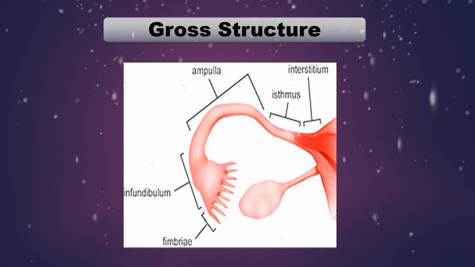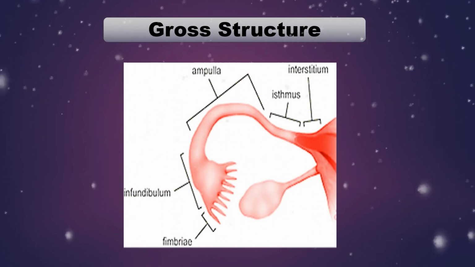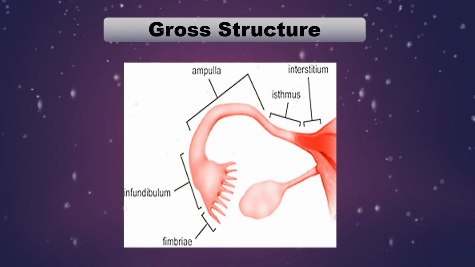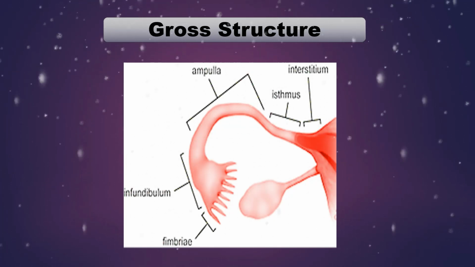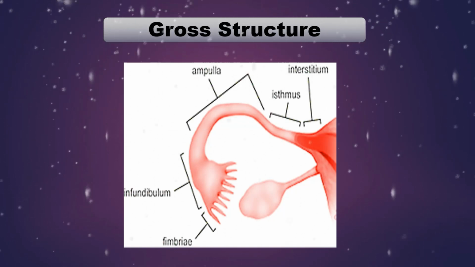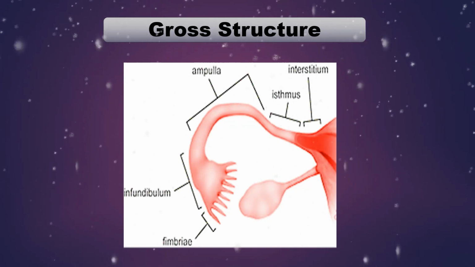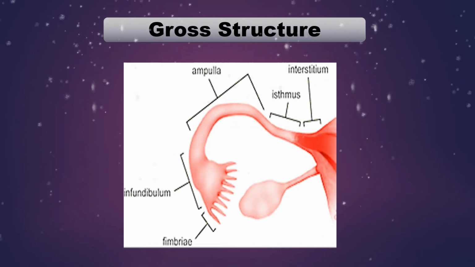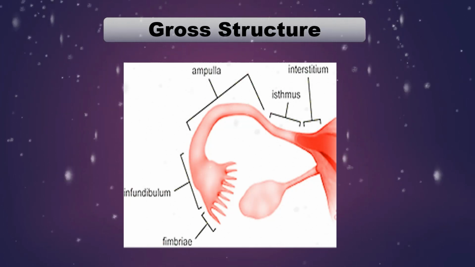The second portion is the isthmus. Yes, isthmus. I know that it rings a bell. We made mention of the isthmus when we were discussing the uterus, and now we've made mention of isthmus whilst discussing the fallopian tubes. Of course, they aren't the same thing. The uterus has its own isthmus and the fallopian tubes have theirs too. So now let's discover what isthmus is in the fallopian tubes.